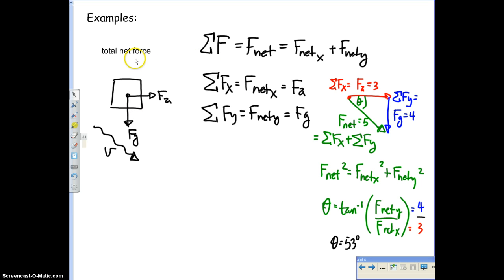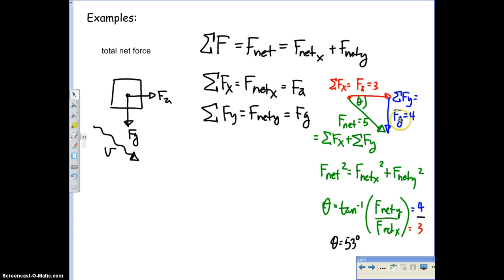Another way of saying the total net force, or net force in general, is to say it's the sum of all the forces. So in this case, the sum of all the forces is what we call the net force. It's the sum of all the forces in the x direction, this way, and all the forces in the y direction, this way. So in this case, because there's only one force acting in the x direction, the net force is the applied force. Let's just pretend that was 3. And in this case, because there's only one force acting in the y direction, the net force in the y direction, these are directional net forces, is gravity. And let's just pretend that that was 4.